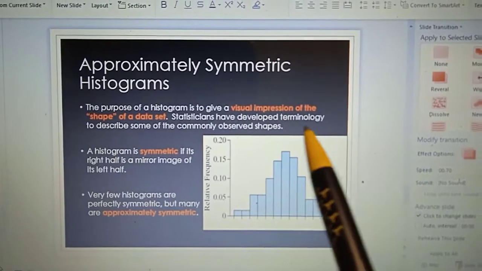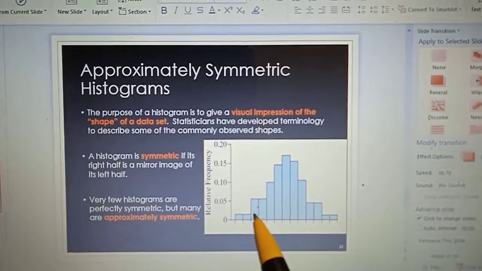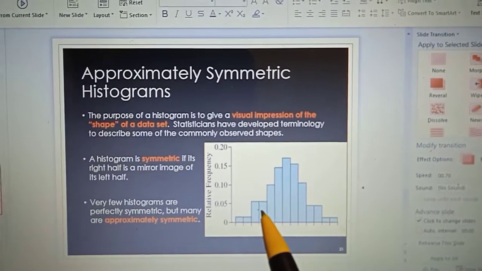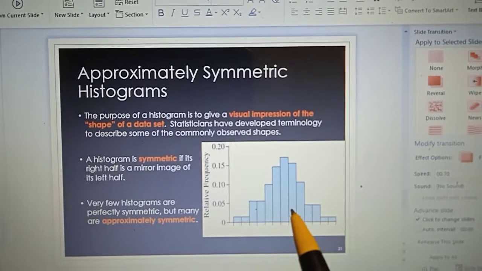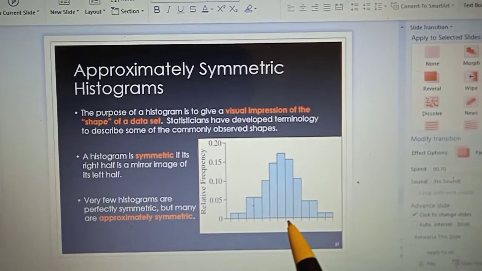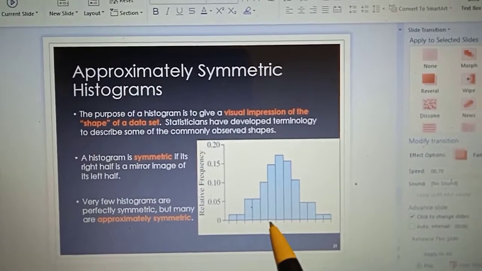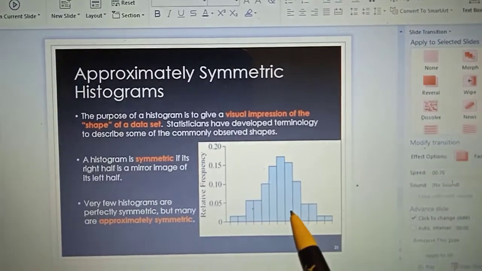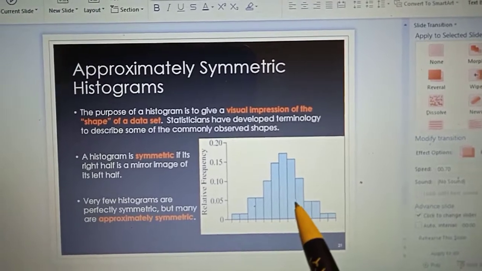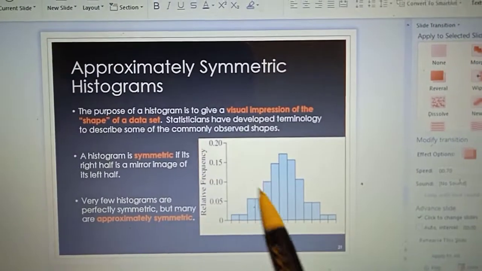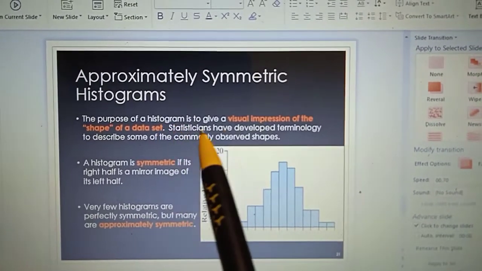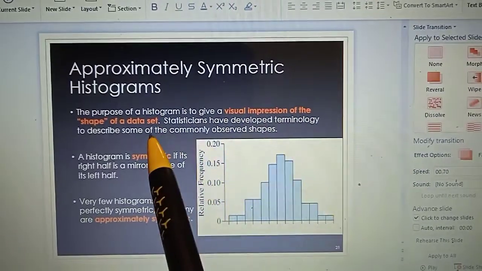So for the data set that we get, normally we can see whether the data occurs very frequently at certain values. Like in this case, usually for the average, we will get a tall histogram, meaning that the average data occurs frequently. So we can get the shape of a data set. The purpose of a histogram is to give a visual impression of the shape of a data set.